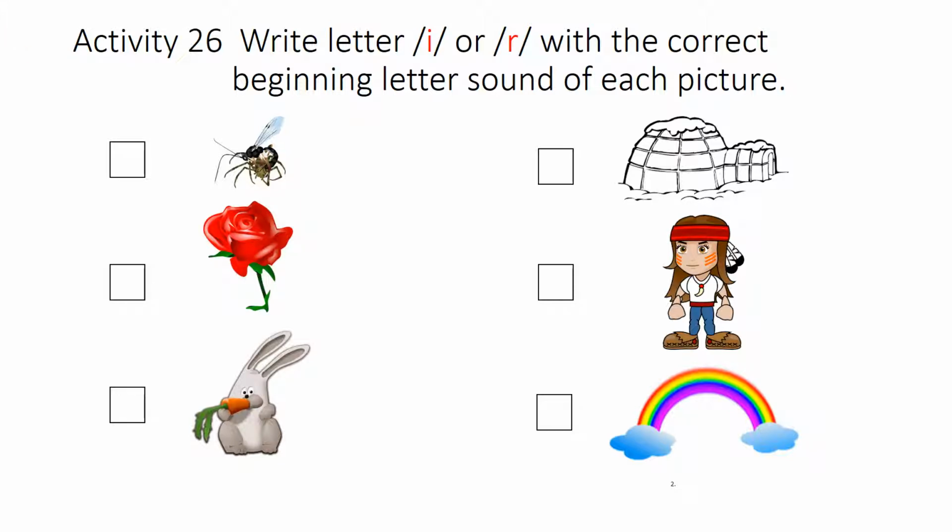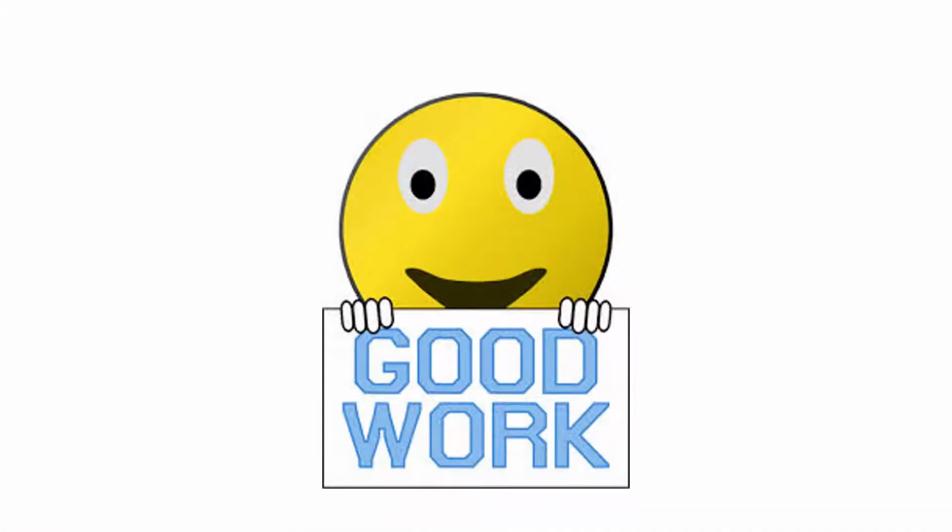Okay, let's continue. Okay, let's check. Letter I sound as E, insect. R, rose. R, rabbit. E, igloo. E, Indian. Rainbow. Are you correct? If you are correct, then good work.